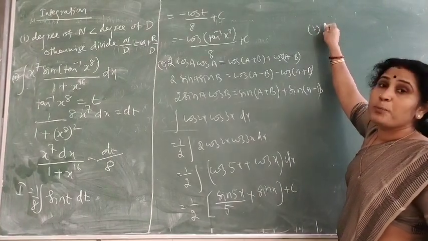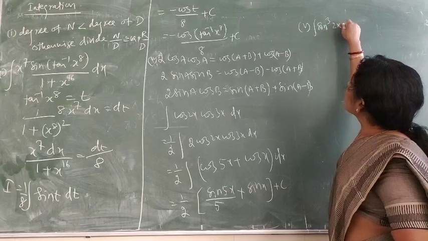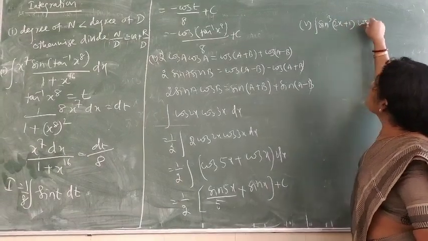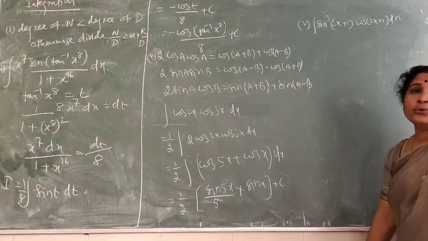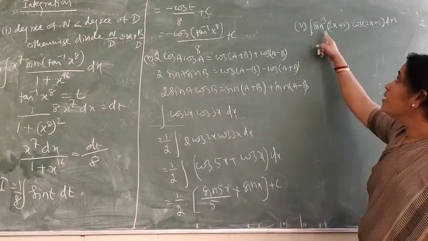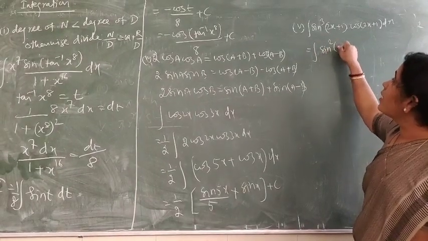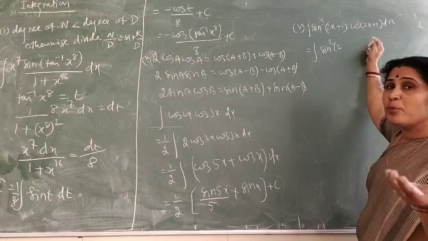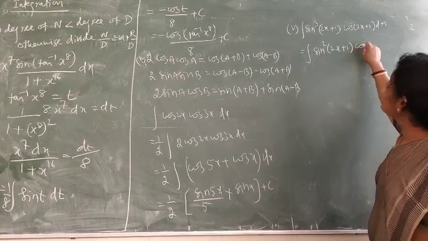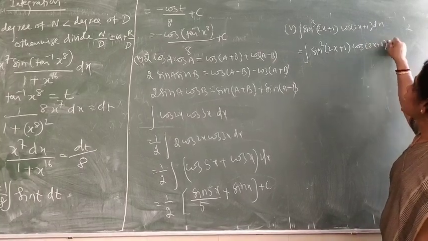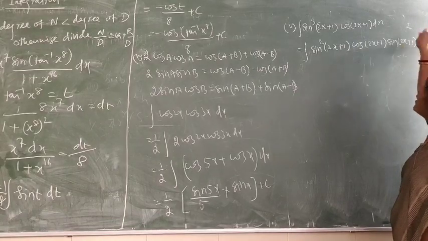Another concept is, suppose it is odd degree, for example integral sine^2(2x+1) into cos(2x+1) dx. If it is odd degree, then what you have to do, it is a very simple method I am saying: split the odd degree into odd times even. Suppose sine power 5 means sine power 4 into sine, like this. Sine 2x into cos 2x as it is given to you, and whatever remaining term I am writing here, into dx.